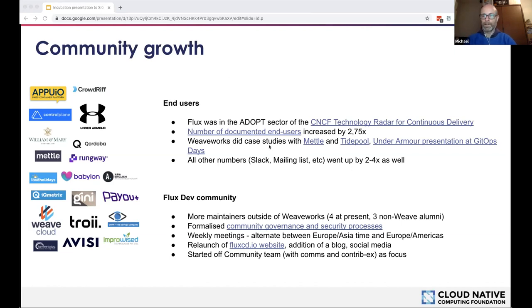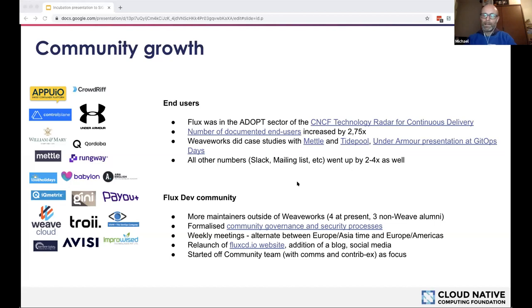The people that fronted up and put themselves in our README as production users tripled more or less, or just about tripled. We've worked on a bunch of case studies with various companies, and some of the people from those companies, like Steve Wade from Metal, have become unofficial ambassadors for Flux and GitOps as well, which is great to see. And all the other indicators have gone up by similar factors.